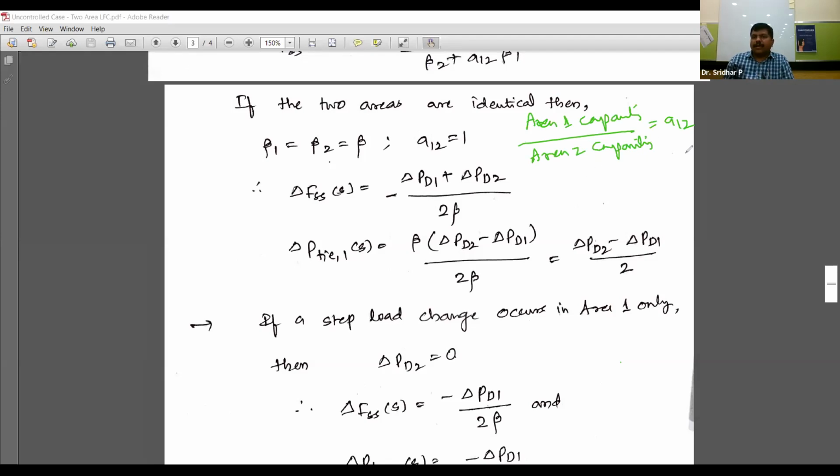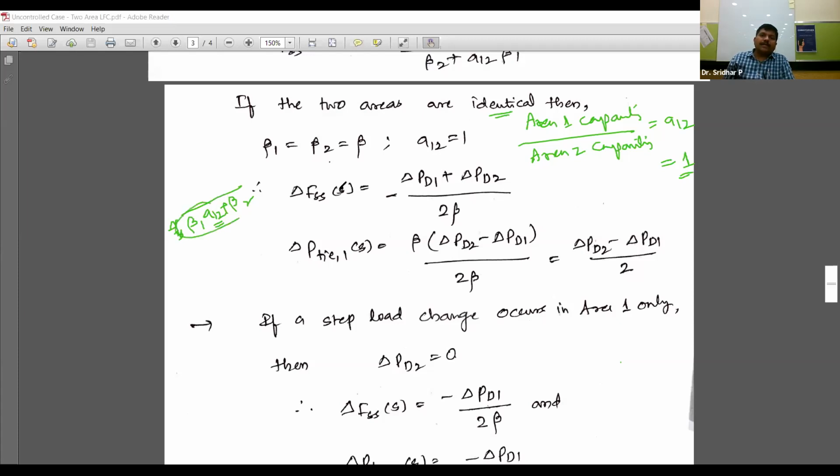So if it is identical in nature, this value will be 1. So if that is the case, then if you could see the delta FSS, in the denominator what happens? Beta 1 into A12 plus beta 2. That is there in the denominator. I am talking about the delta FSS. So A12 is equal to 1, and beta 1 and beta 2 are also the same because identical.